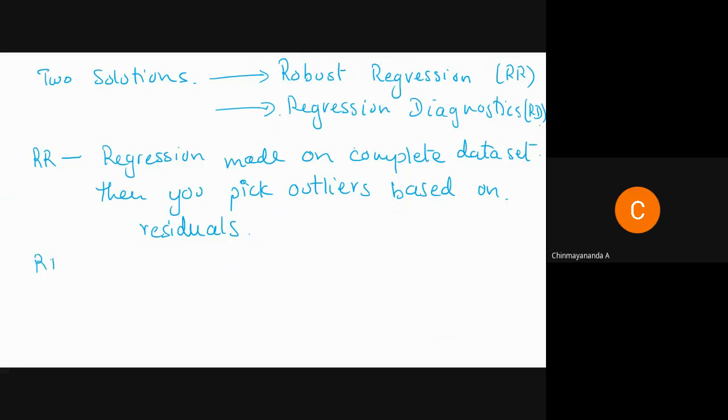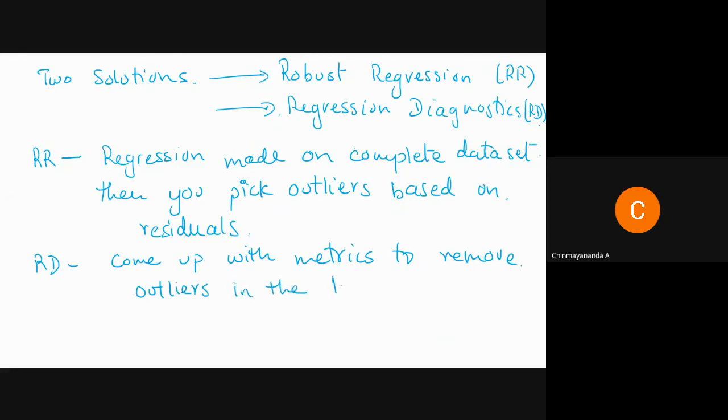The other philosophy is to come up with metrics to remove outliers in the beginning itself, and then fit the curve for the data. Okay, so it is something inverse of robust regression. So these are the two methods that we have as of now, two broad methods.